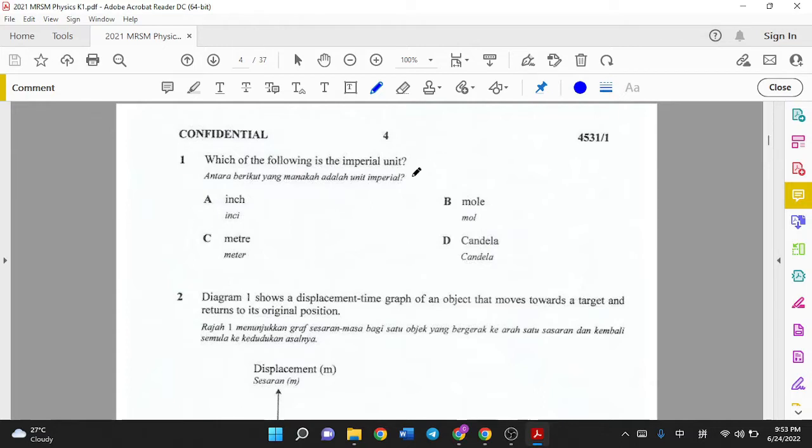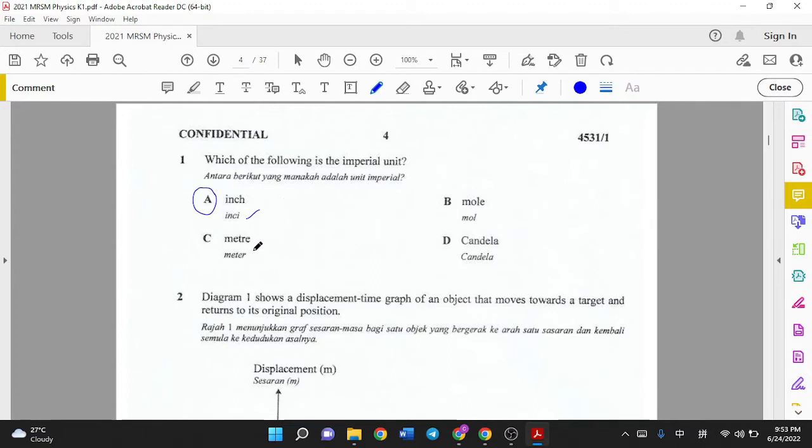Alright, imperial units is the units that are in British used in the older days, such as inch, okay? So inch is the imperial units. It's one of the imperial units. Inch, pound, gallons, and much more. So they are under the imperial units.